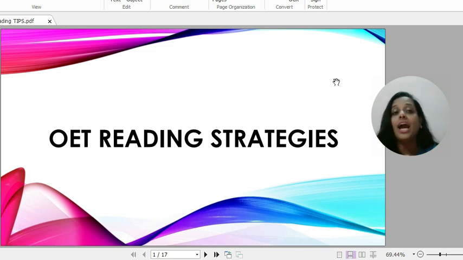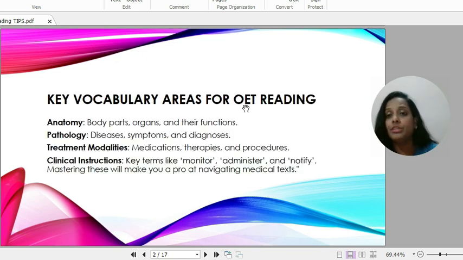Imagine confidently understanding every medical term that comes your way. Today we'll explore powerful strategies to build your medical vocabulary and master your OET reading, from anatomy to pathology, treatment procedures, and beyond. Let's get started. Let's focus on the four key areas to boost your score. So these are the key vocabulary areas for OET reading.